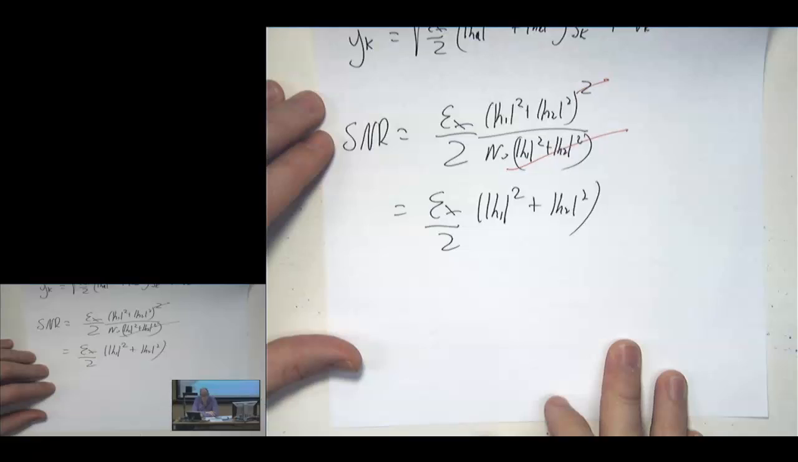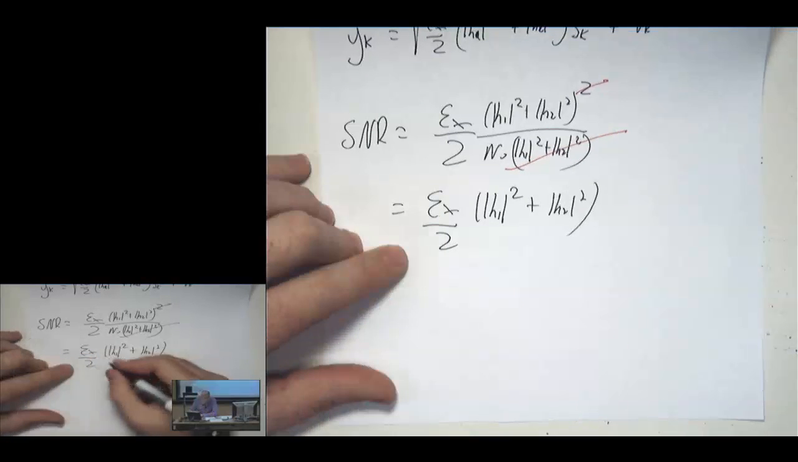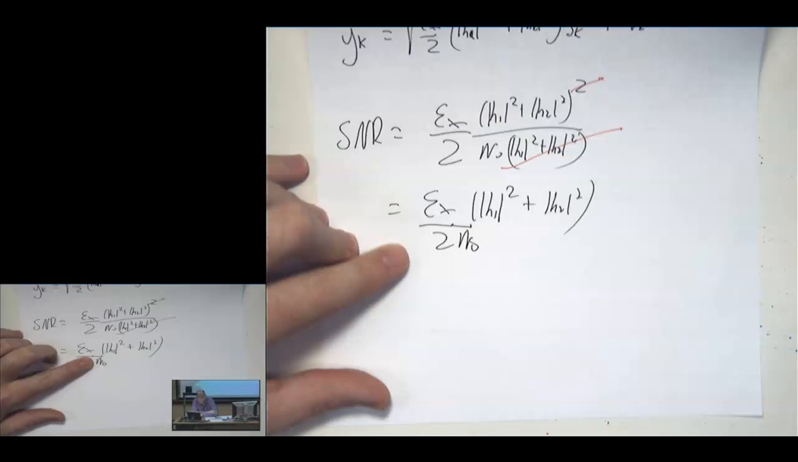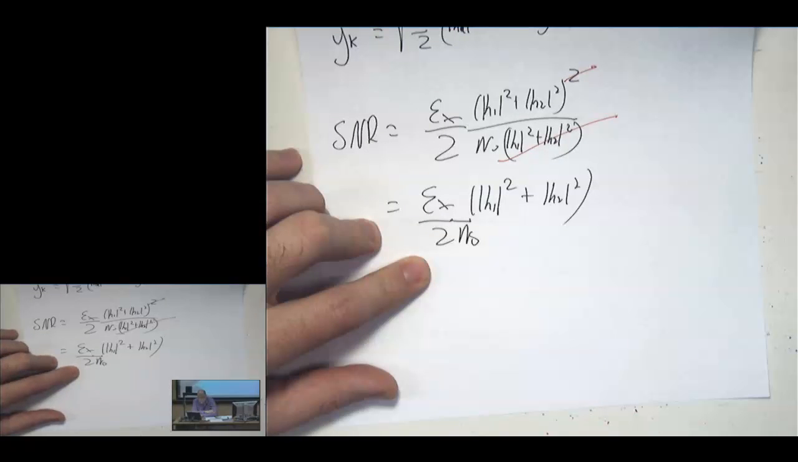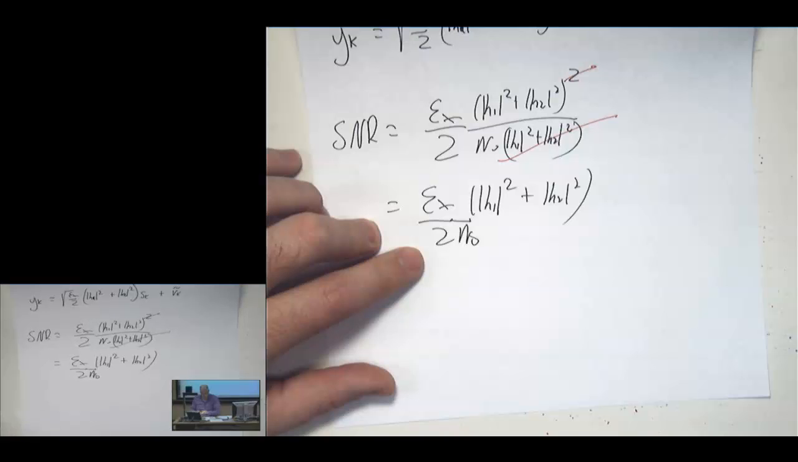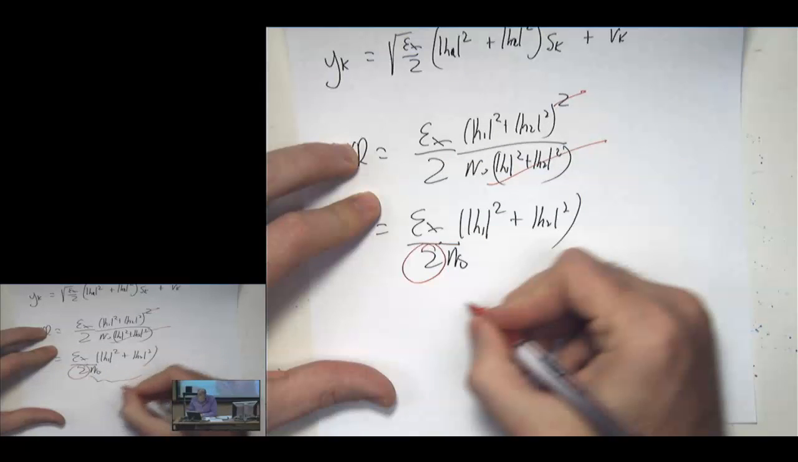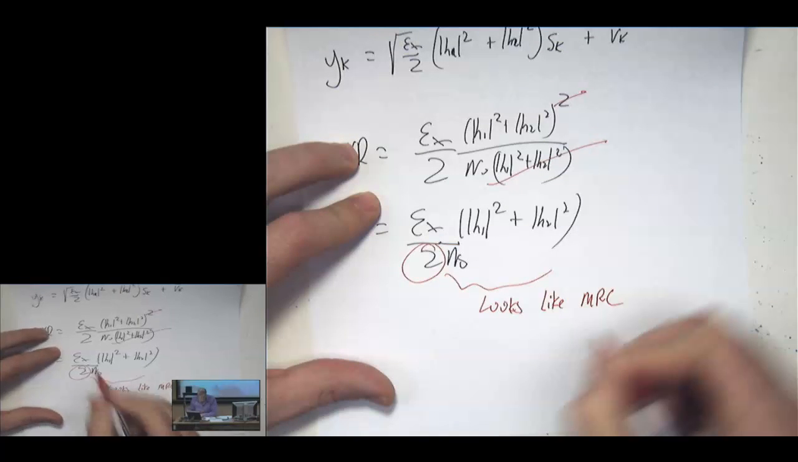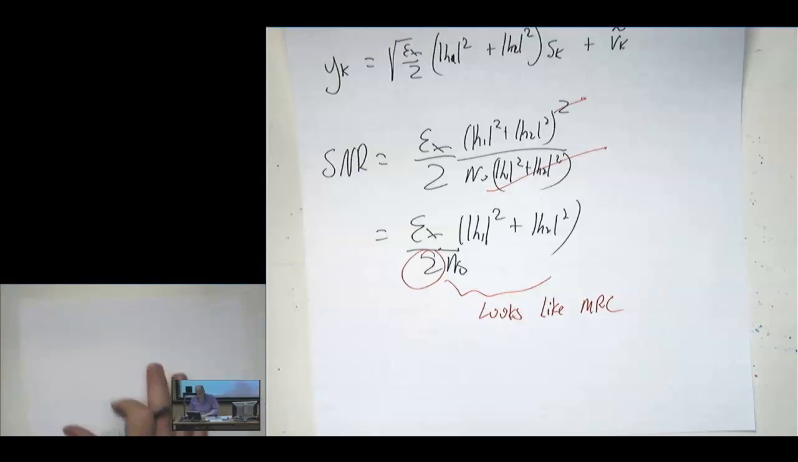So hopefully this looks familiar here, because if I didn't have the 2 here, sorry, there's an N naught here. Yeah. So if I didn't have the 2, this would look just like maximum ratio combining. But with the 2, I just have a factor of 2 penalty here. So this looks like MRC, but we have an additional penalty of 2. But that's actually okay. We can just incorporate an extra factor of 2 in our analysis here.